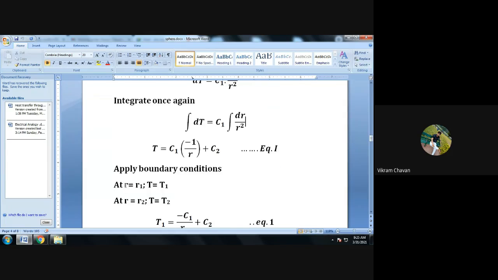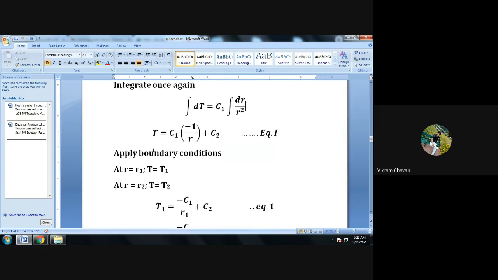Boundary conditions are nothing but when r is equal to r1, t is equal to t1, and when r is equal to r2, t is equal to t2. These are the two boundary conditions we need to apply to equation number Roman 1, and we have to determine the constants c1 and c2. So apply the first boundary condition to equation number Roman 1.